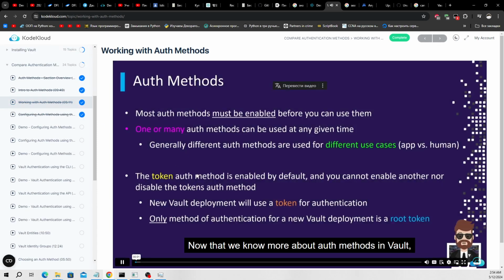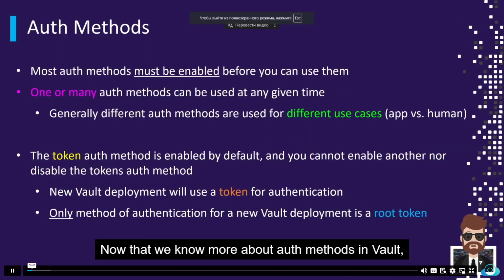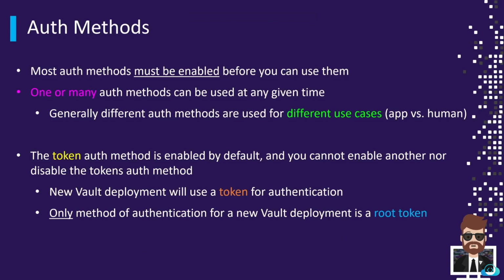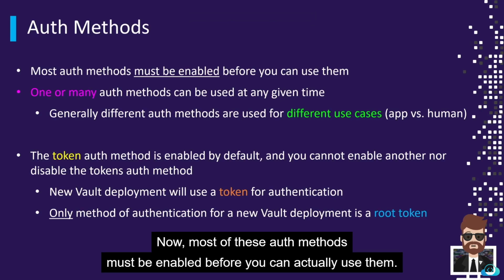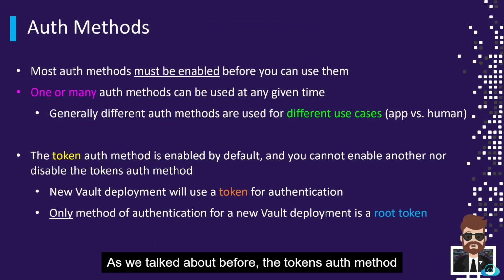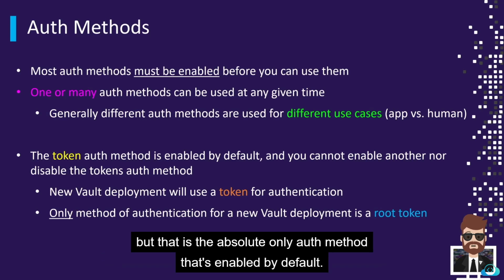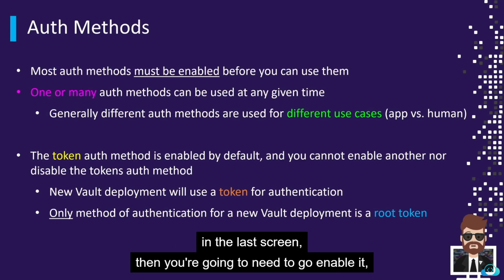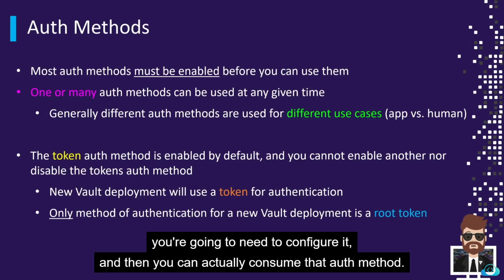All right, now that we know more about auth methods and Vault, let's talk about some specifics and working with these auth methods. Now, most of these auth methods must be enabled before you can actually use them. As we talked about before, the tokens auth method is already enabled when you first set up Vault, but that is the absolute only auth method that's enabled by default. If you want to use any of those other auth methods that we just saw in the last screen, then you're going to need to go enable it. You're going to need to configure it, and then you can actually consume that auth method.